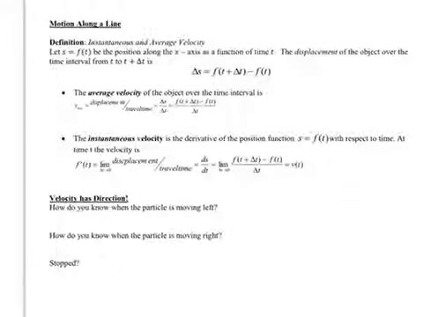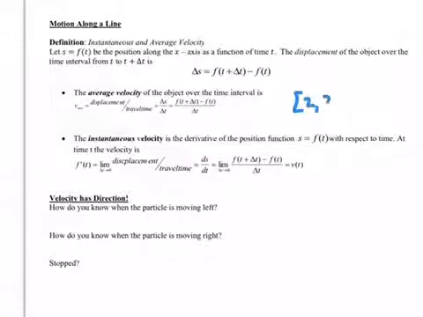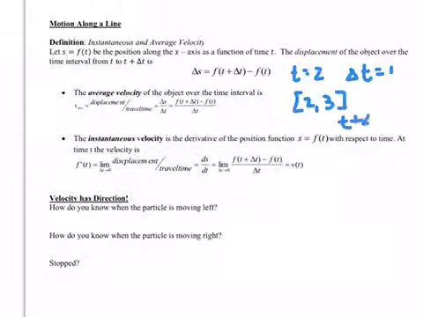Function along a line. Let s equal f of t be the position along the x-axis as a function of time. The displacement of the object over time from t to t plus the change in t. So it could be like from 2 to 3, right? From 2 to 3, where t equals 2 and the change in t equals 1, therefore making t plus the change in t equal to 3, right? So basically it's just the slope of a secant line. Slope of a secant line there.